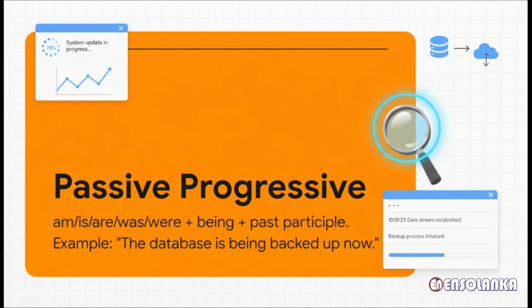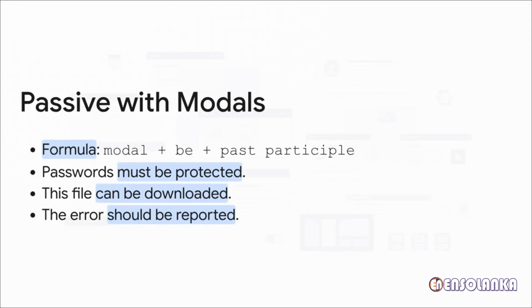Well, for that, we use the passive progressive. The formula is just be plus being plus the past participle. This is absolutely perfect for live status updates. You know, when you see a loading screen, the system is probably telling you something like, the database is being backed up right now.